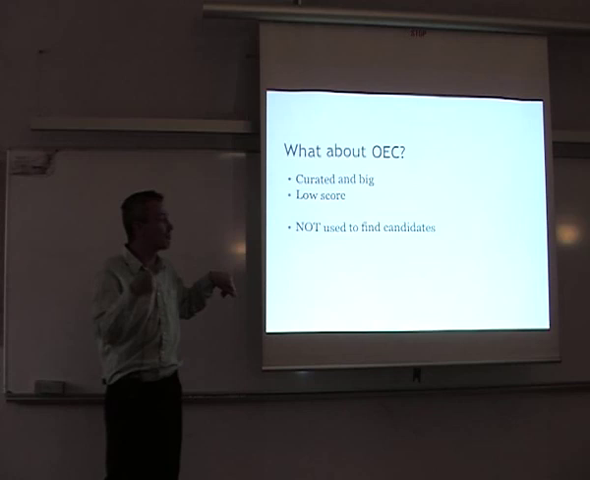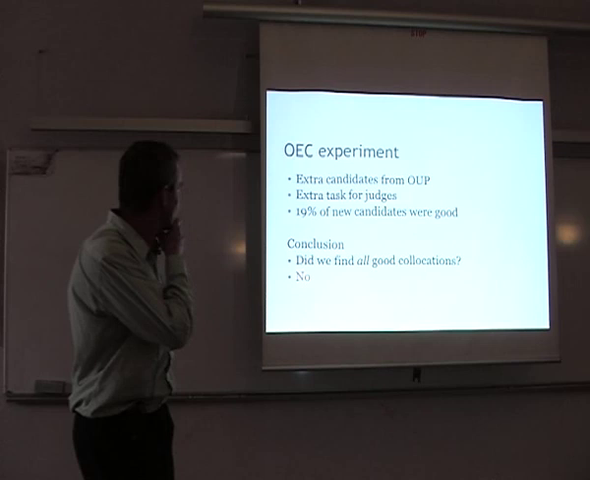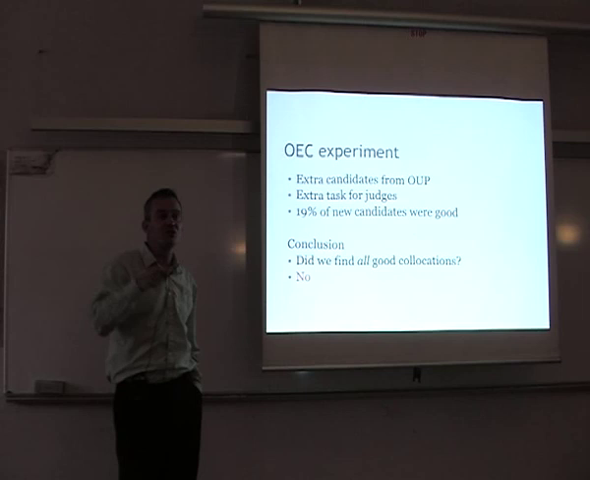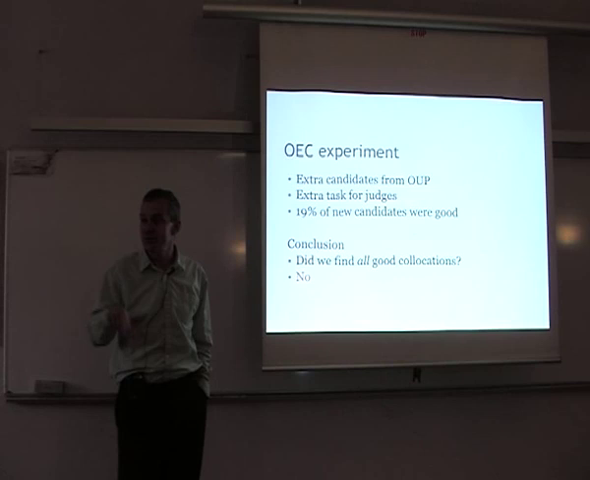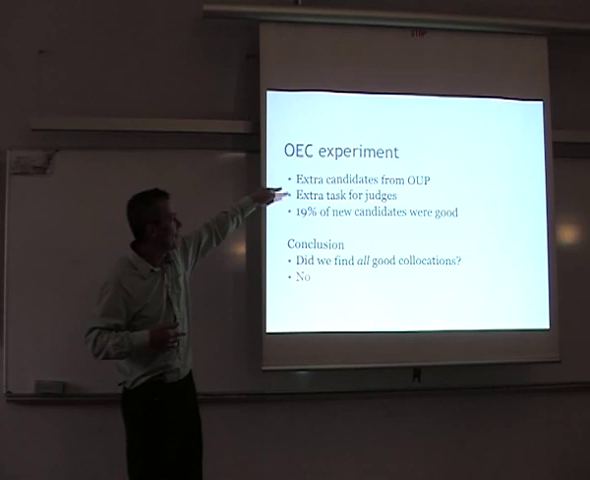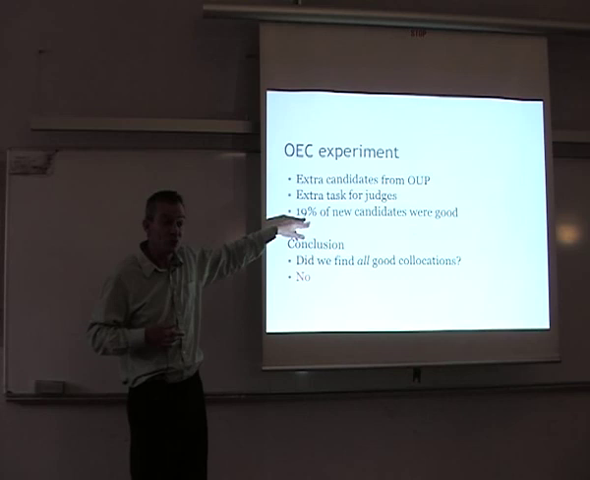So we did some more experiments there, where we said, well, what collocations would have been in the gold standard if we'd used the Oxford English Corpus to create it? So we reran processes, and it was an extra task for the judges, and it turned out that 19% of the new candidates were good. The strongest new candidates were good.